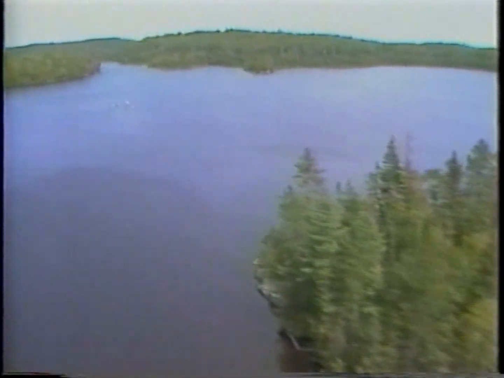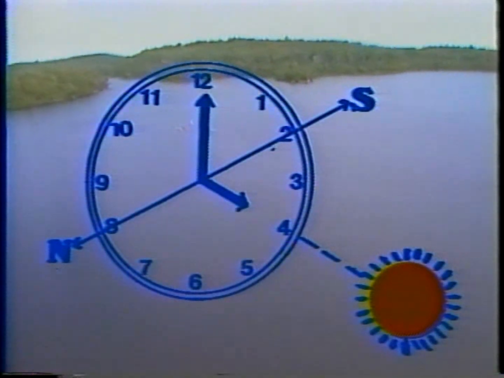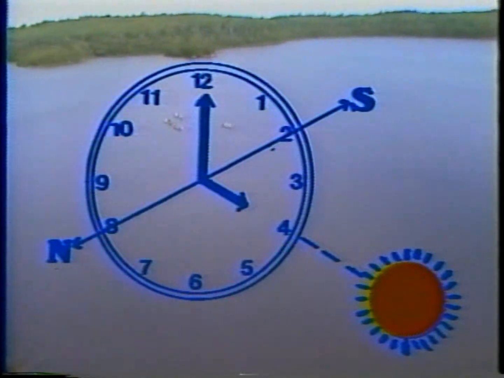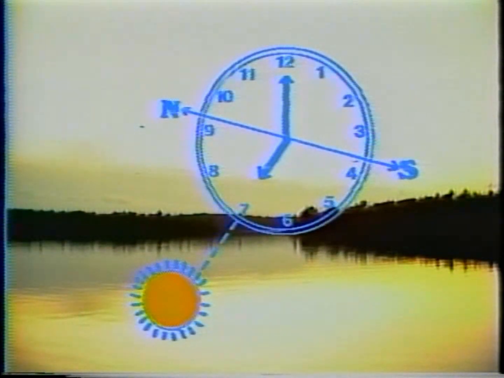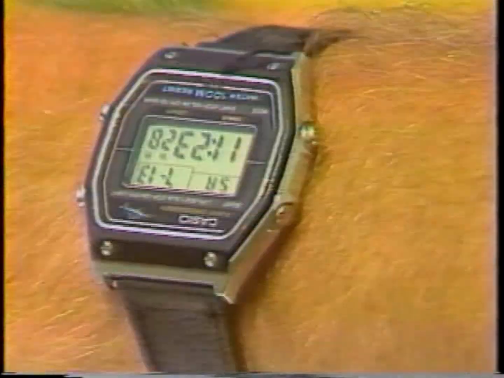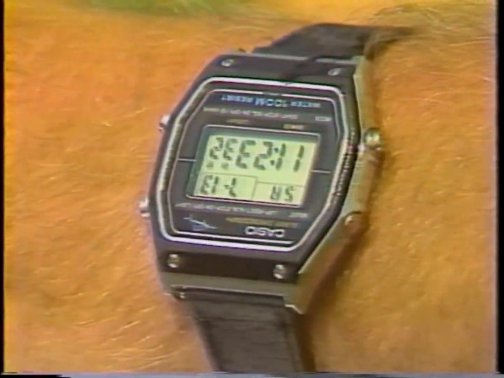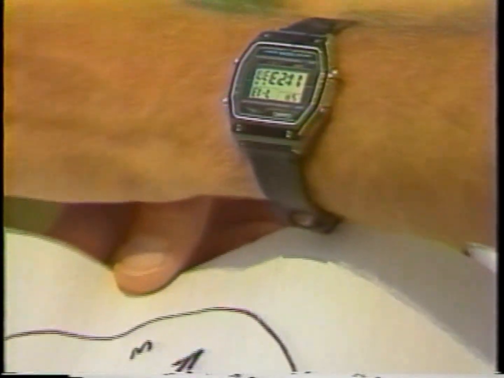From 6 a.m. to 6 p.m. Eastern Standard Time, the direction south is a line extending out from the center midway in the smallest angle between the hour hand and the figure 12. Between 6 p.m. and 6 a.m., it is a line midway in the largest angle between the hour hand and the figure 12. If you have a digital watch, don't despair. All you do is mark the time on a paper watch face and follow the same procedure.